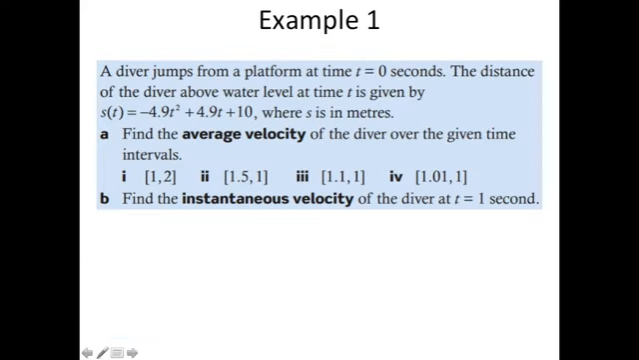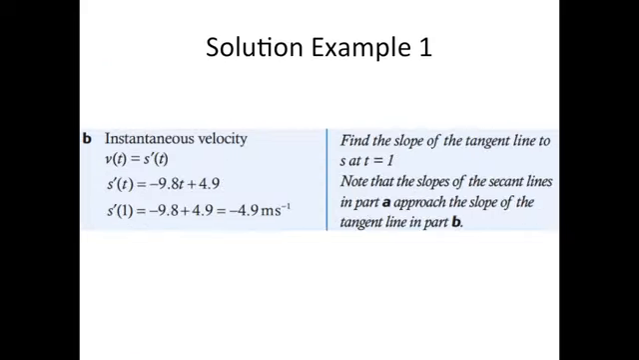The next question asks for the instantaneous velocity at time equal to 1 second. What that is saying is, what is the velocity that the diver has specifically at 1 second? And to do that, guys, we use the derivative. The derivative of my displacement is going to give me the velocity. And if we evaluate the time that we want in the derivative, what we're doing is finding the velocity at that specific time. And in this case, we would get negative 4.9.